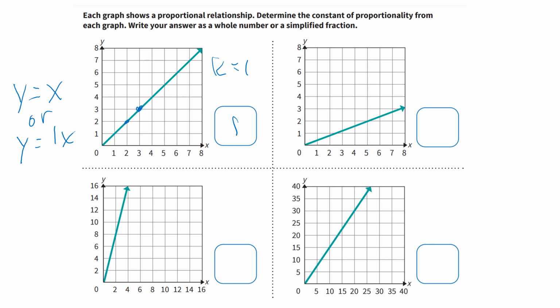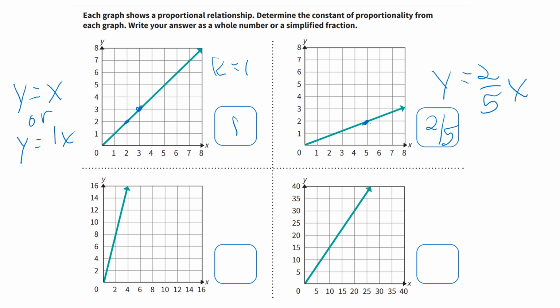Looking at the second one, find where it intersects. I'm going to say right here, that's 3 over 5. Or I'm sorry, 2 over 5. So 2/5 looks like our answer, so y equals 2/5 x.